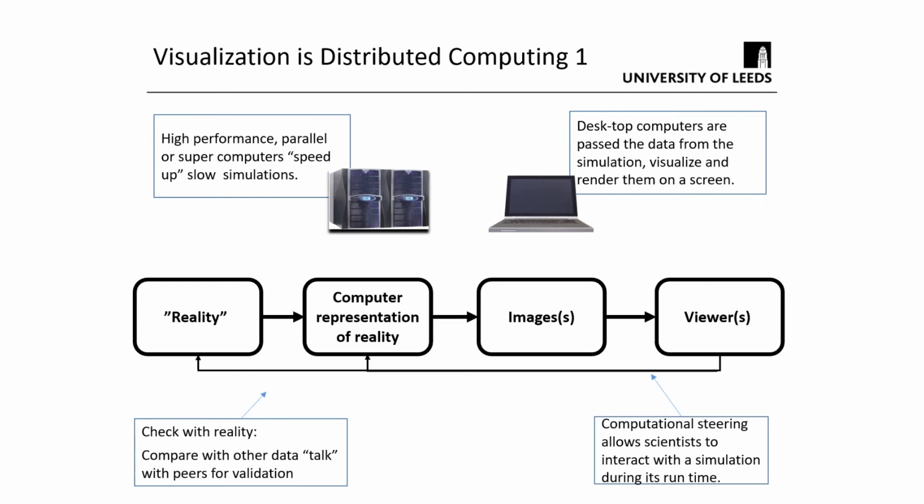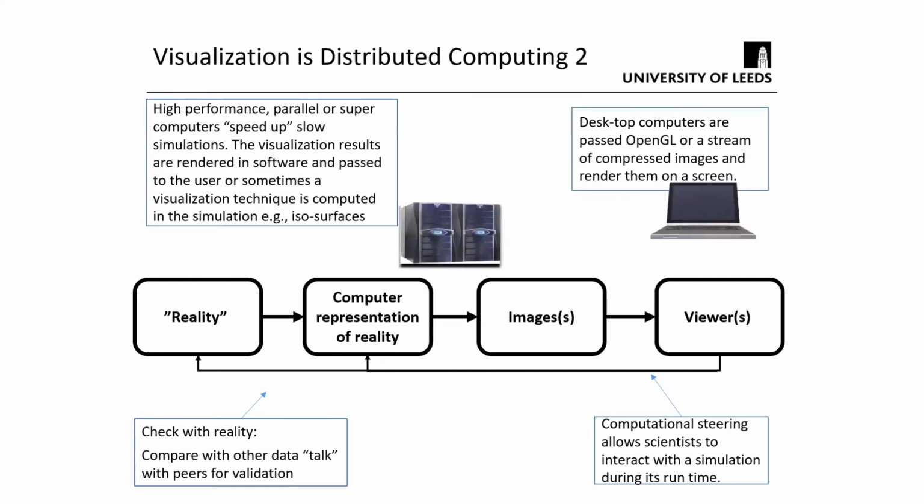And there used to be an area called comparative visualization, which would allow you to compare real images of an experiment with a simulation of the same thing to see how close to reality your simulation was. So this is another way you could distribute your visualization across systems.